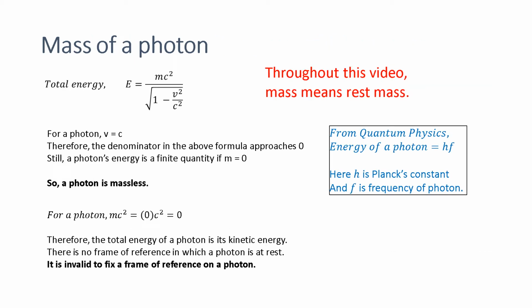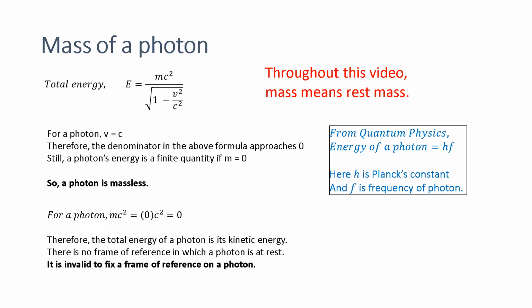Let us find the mass of a photon. The formula for total energy E is E equals mc² divided by the square root of (1 minus v²/c²). For a photon, speed v is equal to c. Therefore, the denominator in this formula approaches 0 for a photon, and still we want the energy of a photon to be a finite quantity and not infinity. That is possible only if m is 0. This means a photon is massless.